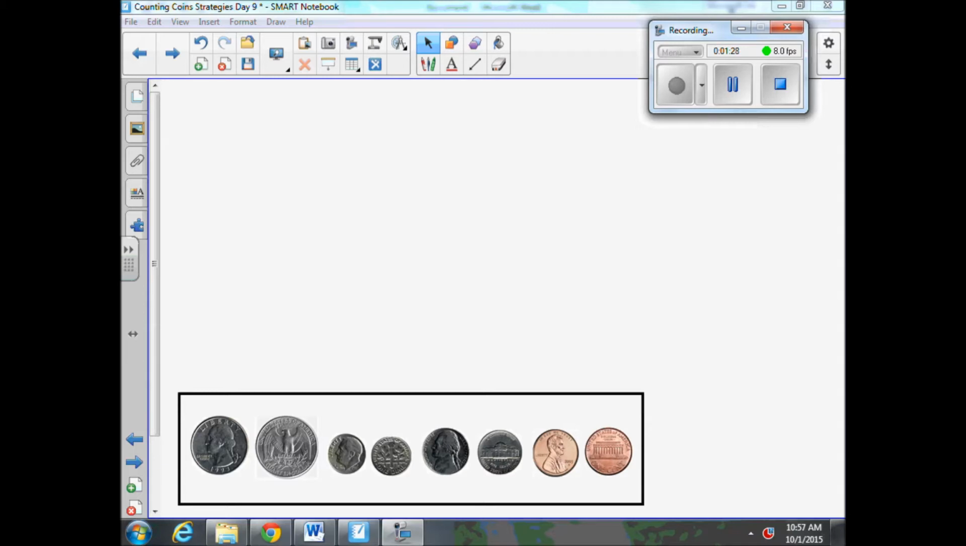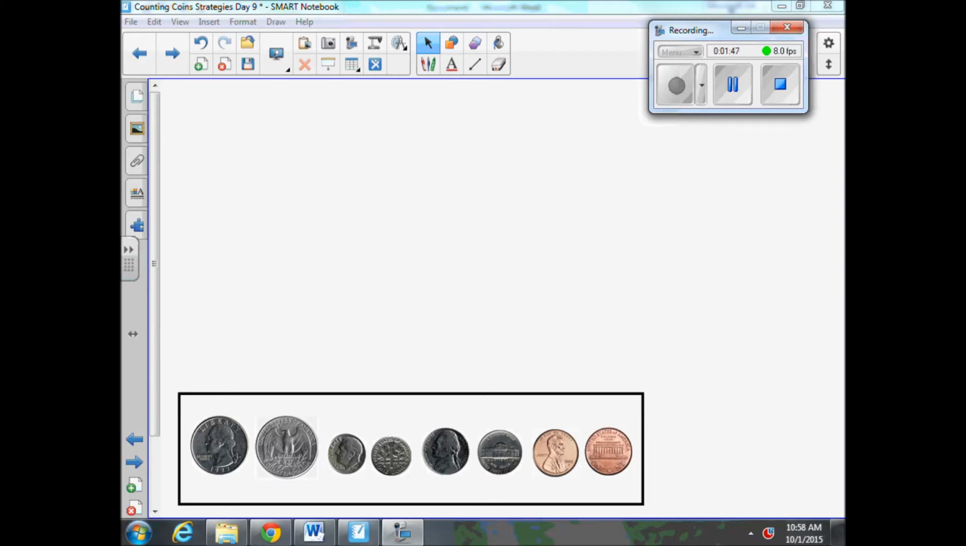These two coins right here are called dimes, and the value of a dime is 10 cents. Let's practice counting by tens to $1. Here we go. 10, 20, 30, 40, 50, 60, 70, 80, 90, and $1.